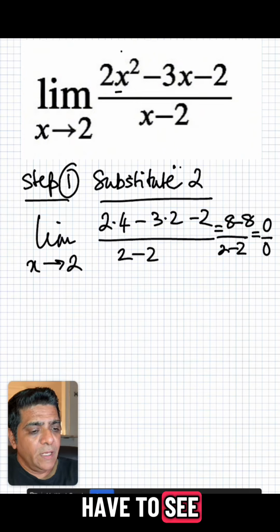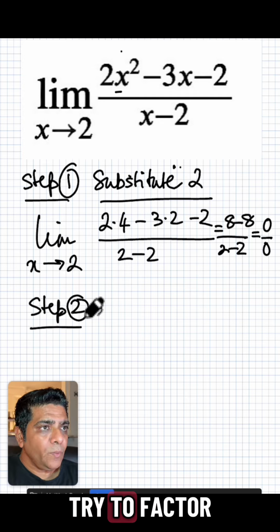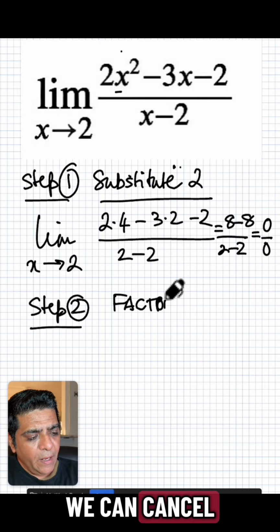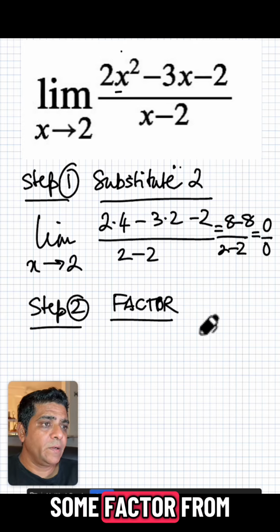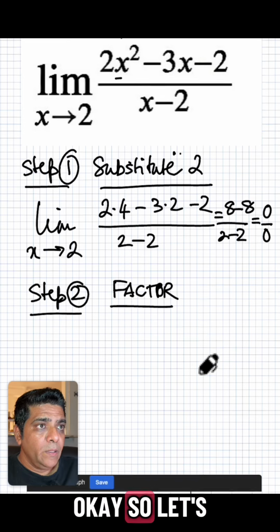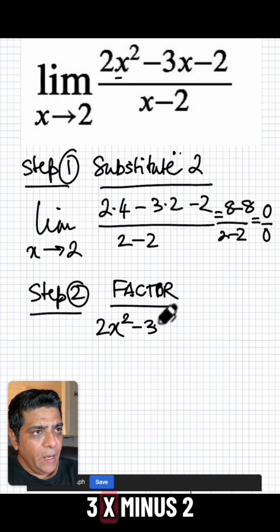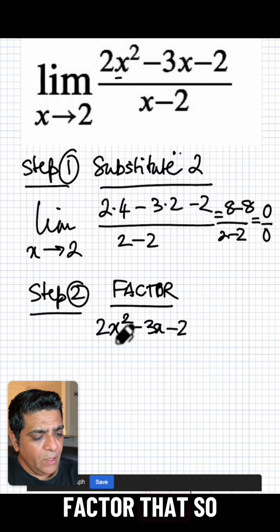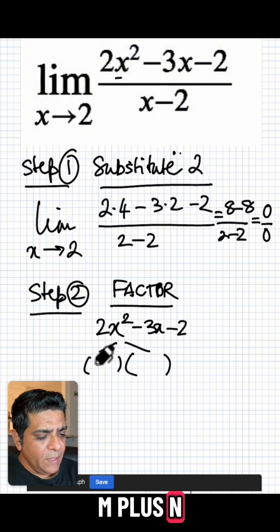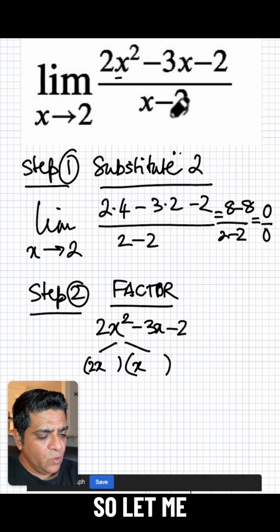So we're going to have to try to factor and see if we can cancel some factor from the numerator with the denominator. Let's try to factor 2x squared minus 3x minus 2. I'm going to split up two parentheses here. We can try m and m plus n, but I also noticed that the denominator has x minus 2. So let me start there.